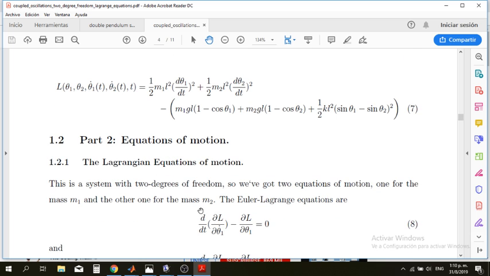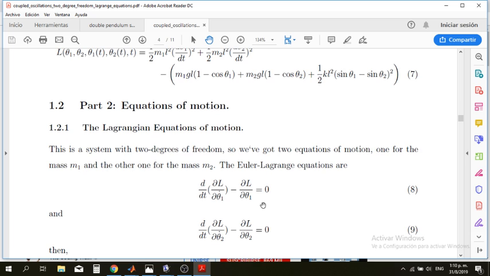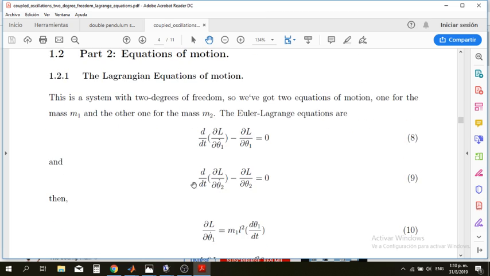Now we are going to determine the equation of motion for each mass. Applying the Euler-Lagrange equation for the first generalized coordinate theta 1, it will be the derivative with respect to time of the partial derivative of the Lagrangian with respect to theta 1 dot, minus the partial derivative of the Lagrangian with respect to theta 1, equals 0. The second equation of motion will be similar, but with theta 2.